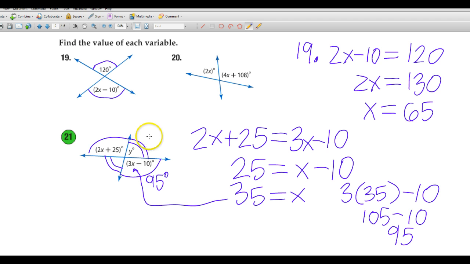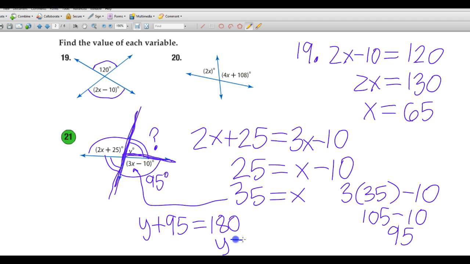And this angle, they're a linear pair because we have a straight line and adjacent angles along a straight line are a linear pair, which are always supplementary. So y plus 95 equals 180, and therefore y is equal to 85.